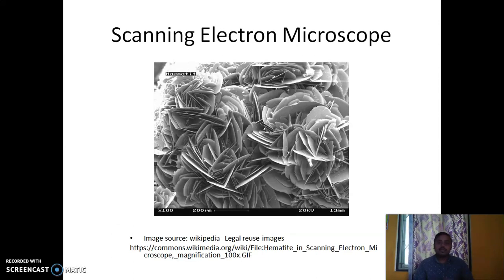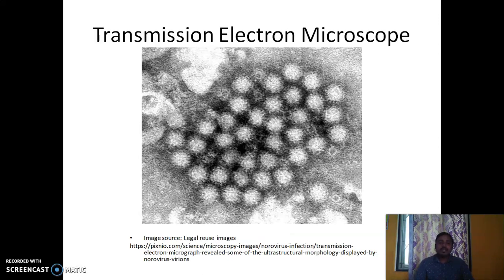I will now show you the different images captured using these 3 types of electron microscopes. The first image that you are seeing here is captured by a SEM, the scanning electron microscope. You can see how the 3-dimensional image view is captured with the help of the scanning electron microscope. The second image is taken from a TEM, the transmission electron microscope. Even a virus or the internal structures or organelles of an organism can be observed under this transmission electron microscope.